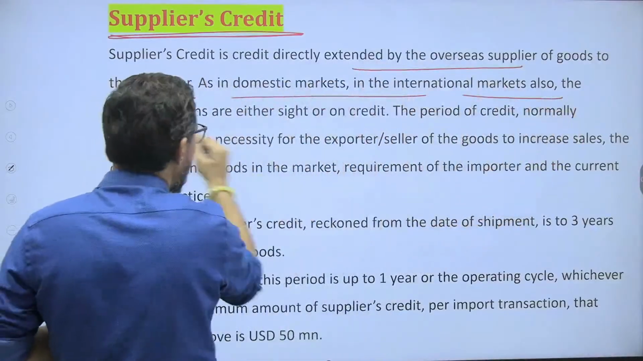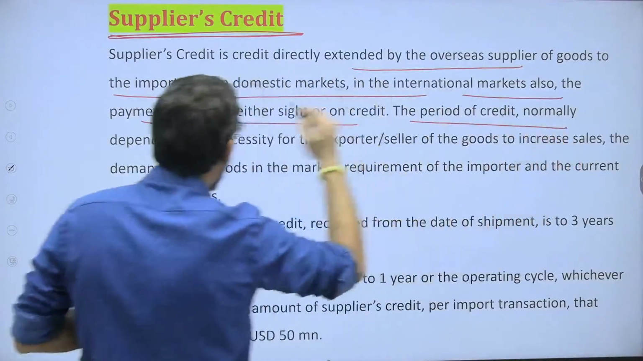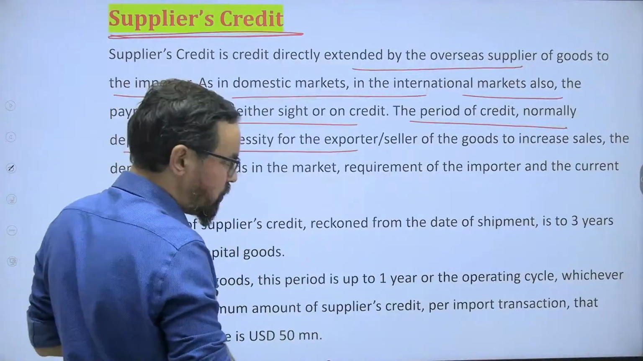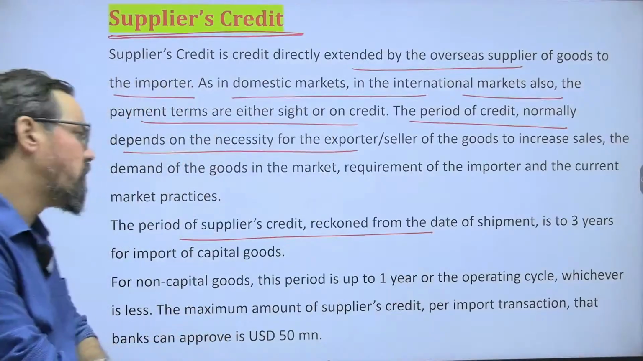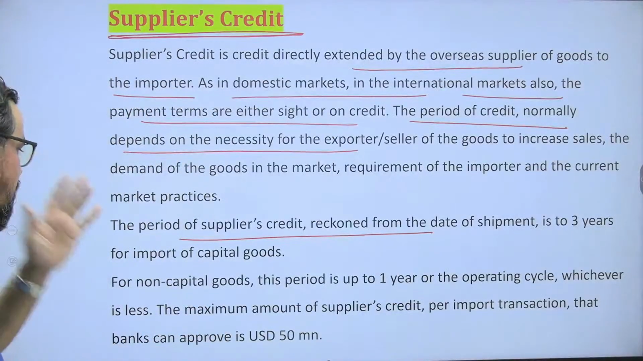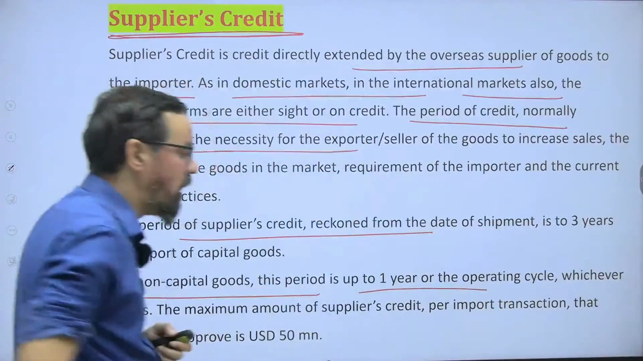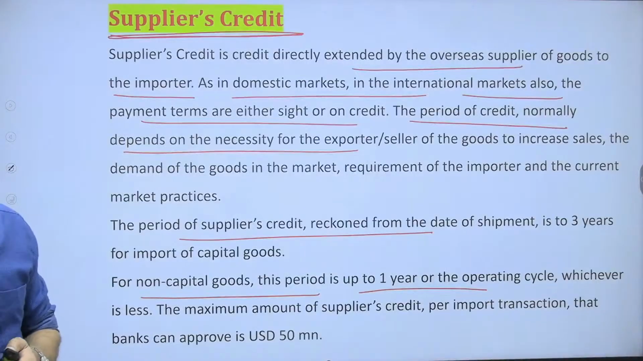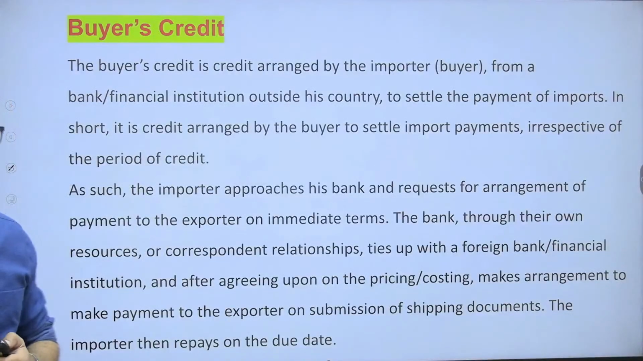The payment terms are either straight or credit. The period of credit normally depends on the necessity of the exporter and importer. The period for capital goods from shipment is 3 years. For non-capital goods, the period can be up to 1 year, or the production cycle. So that is supplier credit, where the supplier is helping. Buyer credit, okay?